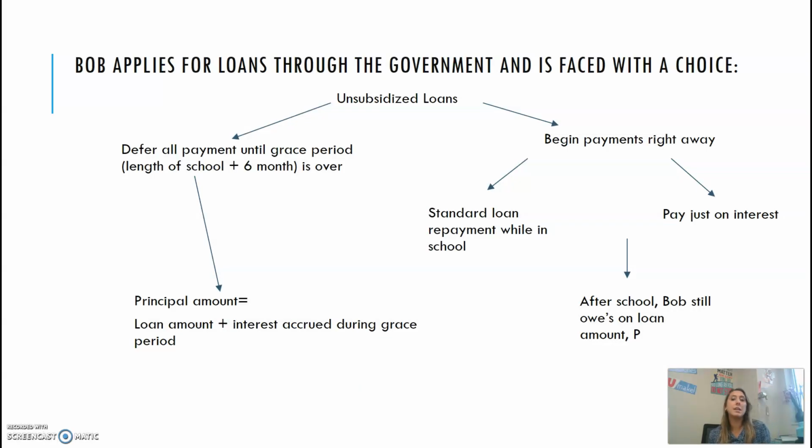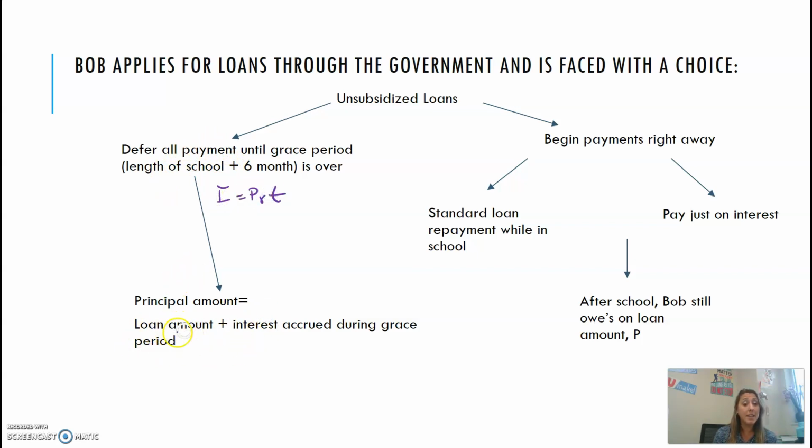All right, so we're going to talk about unsubsidized loans. You have choices between unsubsidized loans. You can defer all payments until the grace period, and the length of that is your length of school and 6 months. Most of our examples are going to be based on your freshman year. So this is where you're going to use that I equals PRT.